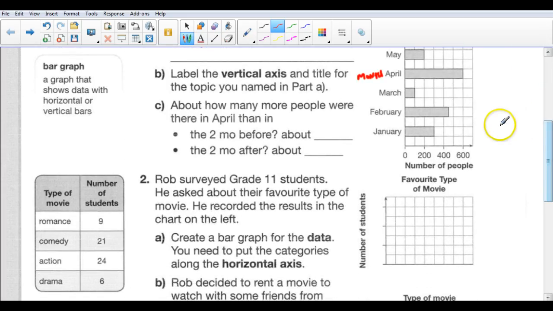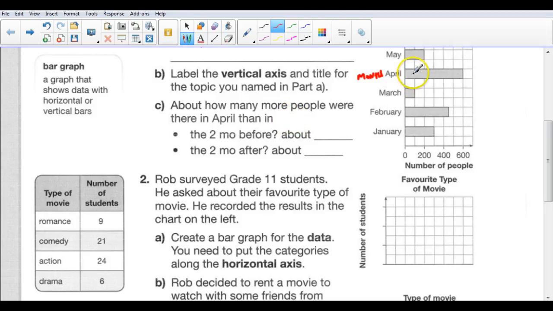Okay, how about, about how many more people were there in April than in the 2 months before? So we're going to go to April, and we see that we have 600 people. So we go to April, and we look across, and it says there's 600 people. So how many more people are there in April than in 2 months before?